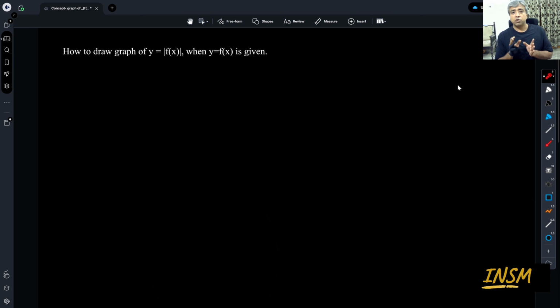So this is regarding how to draw the graph of y equal to mod fx when y equal to fx is given. And we are not going to learn just how to draw it. In most of the cases, you should be able to see it mentally. Your mind should be able to see it. In most of the cases, practically you should not require to draw it. Just in your mind, you draw it and solve the problem. So we'll just see what is the concept involved here.